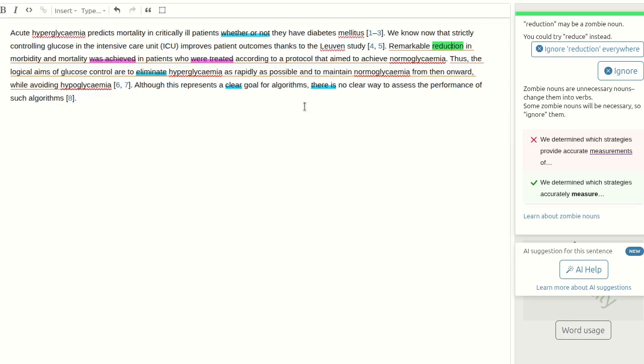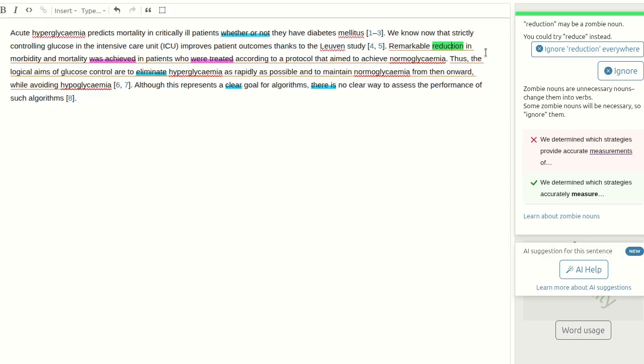Now, at the time that I'm making this video, ReallyWrite is not actively using large language models unless you choose to sentence by sentence. And mostly that's because of privacy, but also because ReallyWrite is intended to be an educational tool to help you learn to think about your writing, and it doesn't do the work for you. So you actually have to decide, is reduction a zombie noun? Do I want to change it here? Or do I have a reason to leave it?